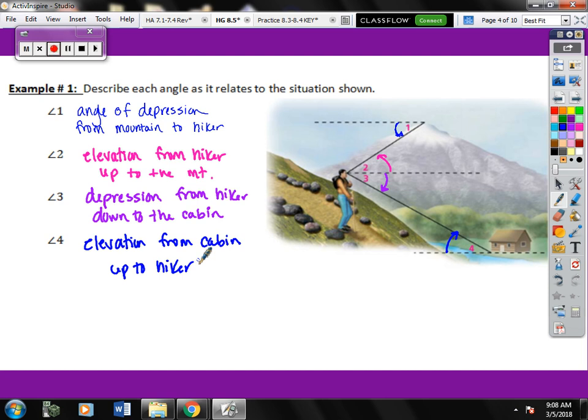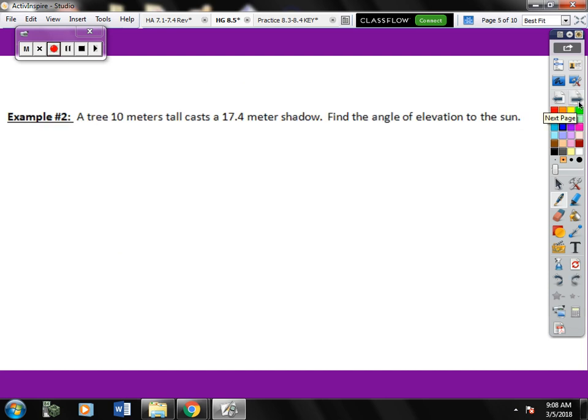So we'll start out nice and easy. Tree and a shadow problem. Remember we used to have the similarity, like person and its shadow, building and a shadow. We'd have 2 triangle pictures. This one's only going to have 1.